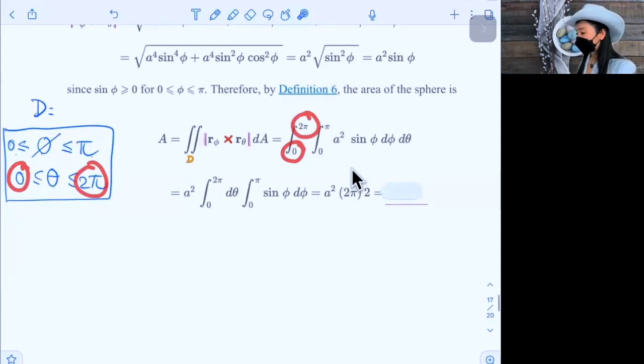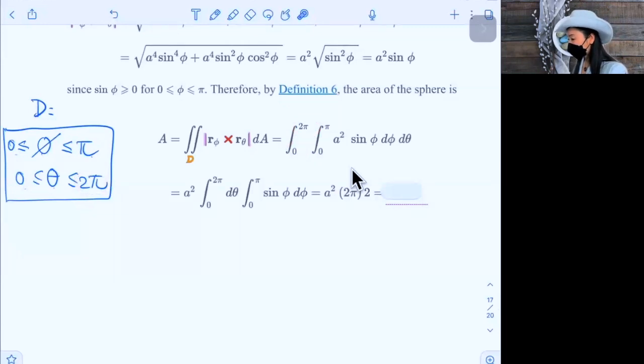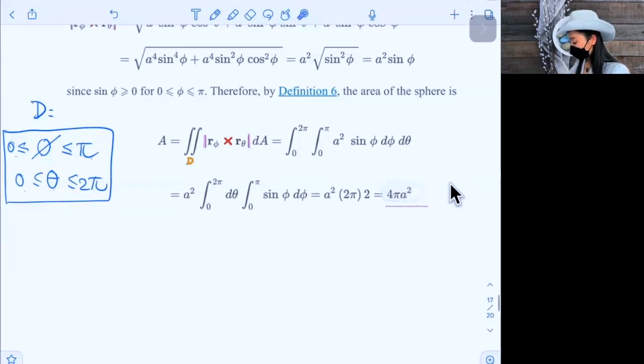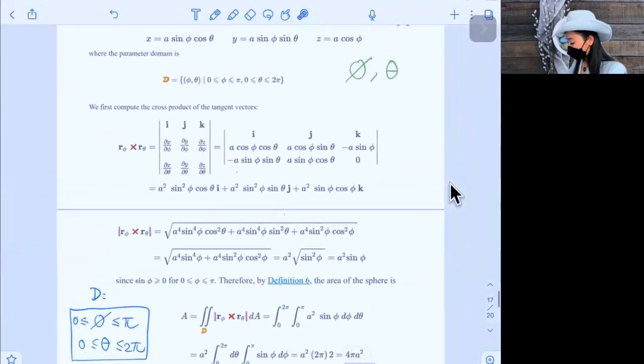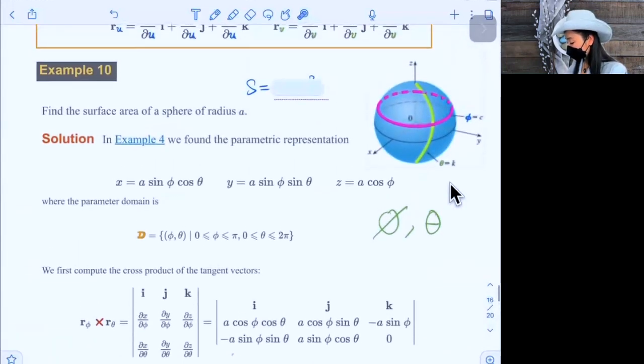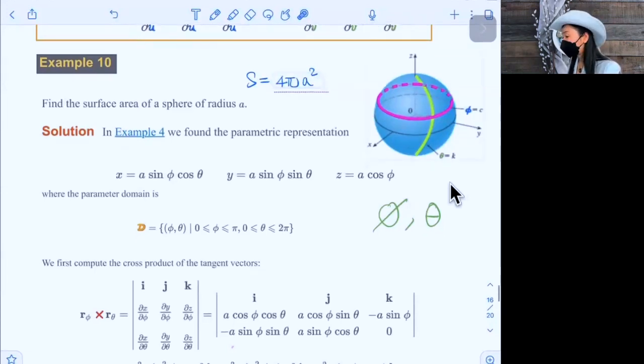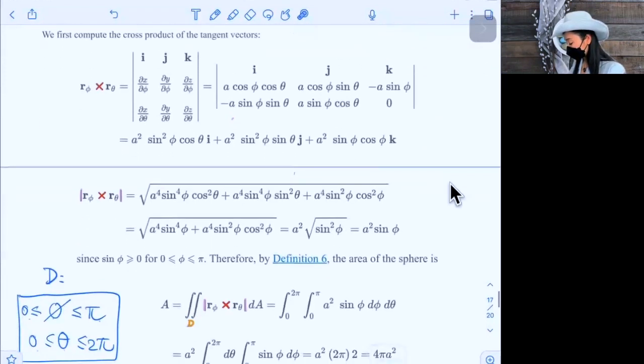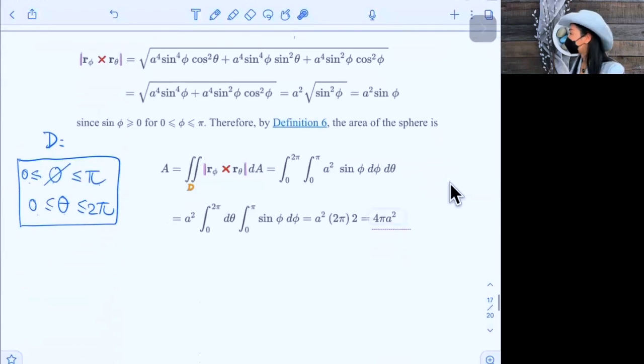And then do the calculation, and what's the final result? 4 pi a squared, okay? So if some of you already remember, the surface area for a sphere with radius a should be 4 pi radius squared, right? 4 pi a squared. So they agree.